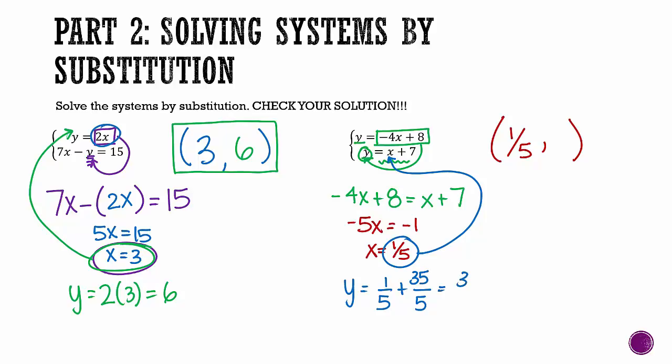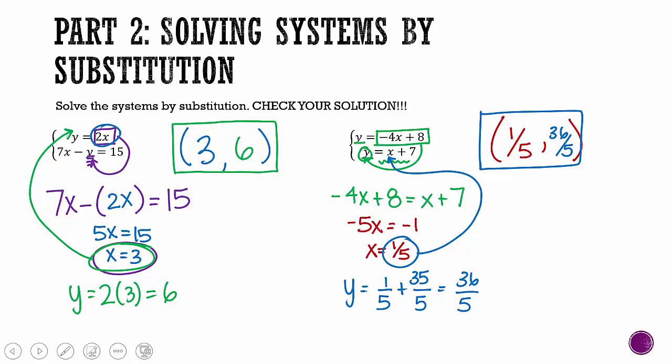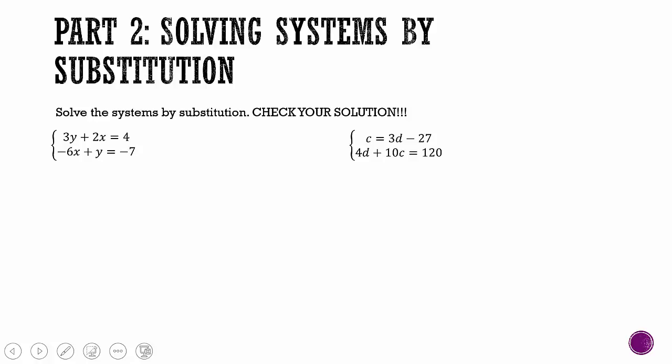So we end up with 36/5. And there's our answer. And if we were to graph that, that's exactly where they would cross. Now let's do one that's a little bit harder.